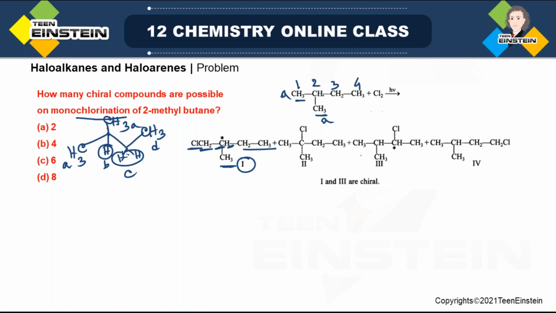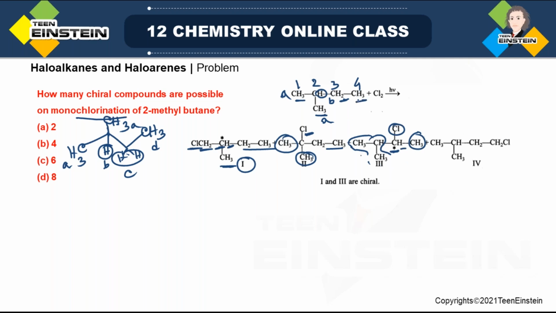Next, if you are replacing this B type of hydrogen, then you are getting chlorine here. Now look at this carbon. It is containing 2 same groups, the third group is chlorine, the fourth group is Et. So this is not chiral, right? Now if you are replacing this C type of hydrogen, you are getting again a chiral center, because in this carbon, the groups that are present are isopropyl group, Cl, H, methyl. So this is also chiral.